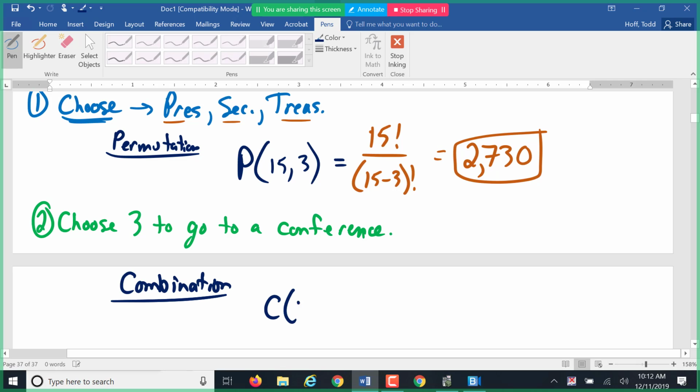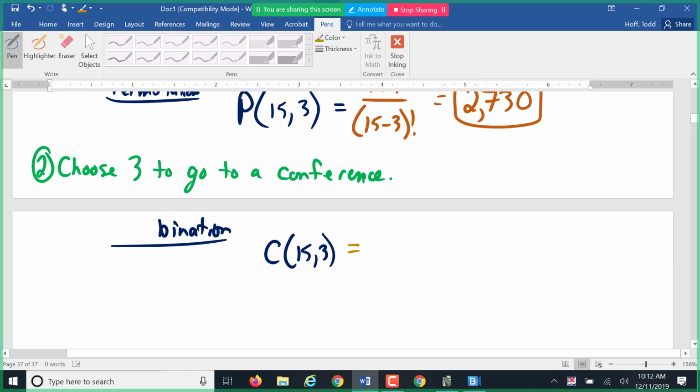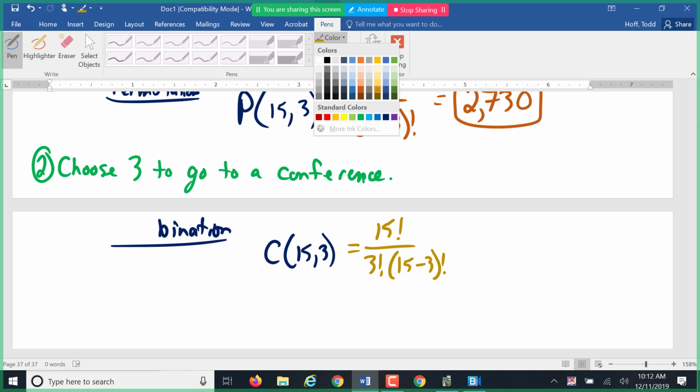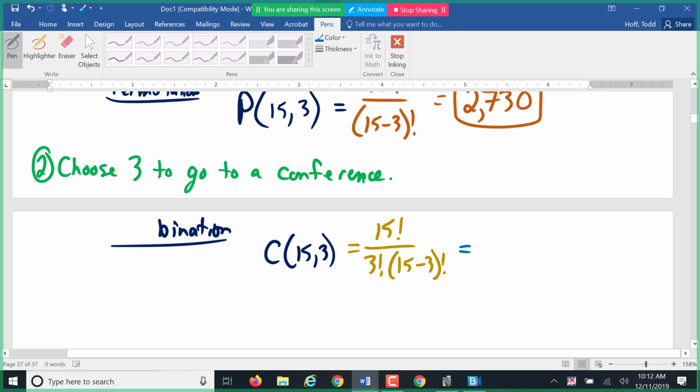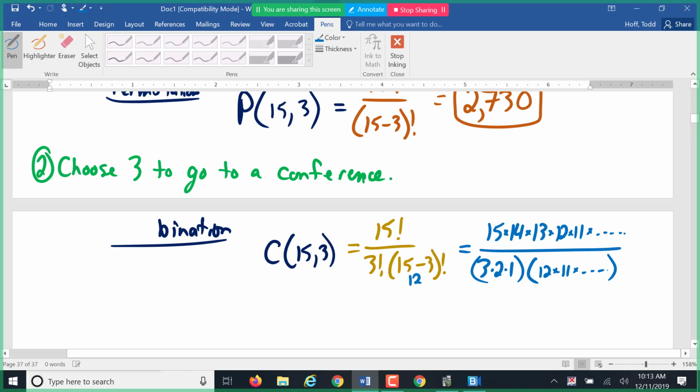This is a combination of 15 items to choose from, where we're choosing 3 of them. So this will be 15 factorial over 3 factorial, 15 minus 3 factorial. The 15 factorial, of course, is 15 times 14 times 13 times 12 times 11 on down. 3 factorial is 3 times 2 times 1. 15 minus 3 is 12, so that's 12 factorial. That'll be 12 times 11 times all the way down.